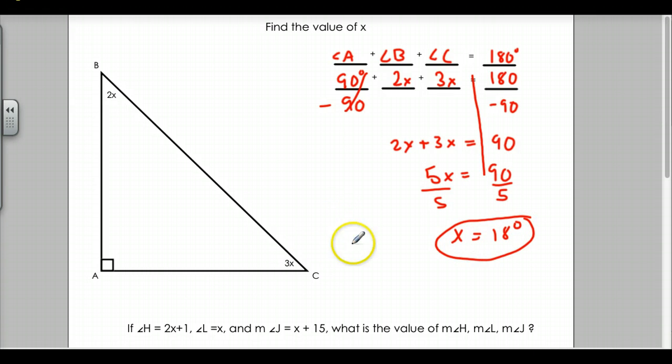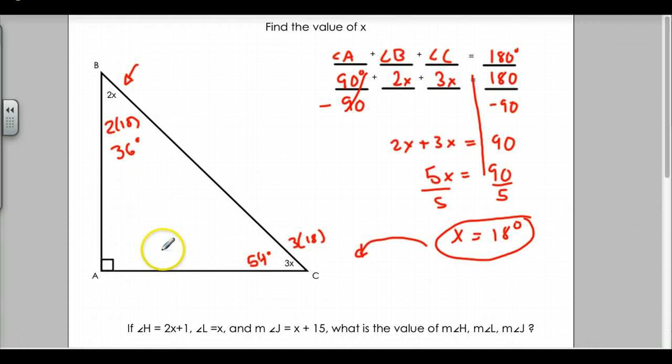Done. Now if I wanted to see what these angles both were, remember I could just plug x in and find out what b and c are. So this would be 2 times 18, which is 36 degrees. And this would be 3 times 18, which would be 54 degrees. And I just plugged them in there, and that gave me my 3 angles.